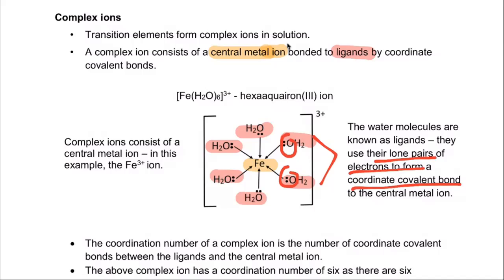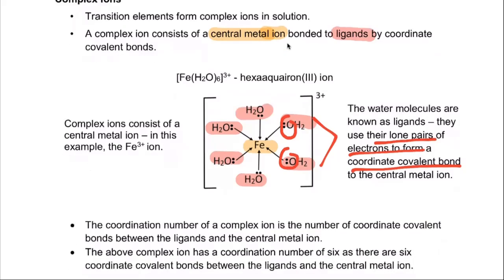A normal covalent bond, one electron would come from one atom and 1 electron would come from the other one, and they would share that pair that way. But in a coordinate covalent bond, both of the electrons being shared come from the same molecule or the same atom, okay? So that's what makes this unique, it's a coordinate covalent bond. And in this case, there are 6 of them, and they're all bonding to the iron.